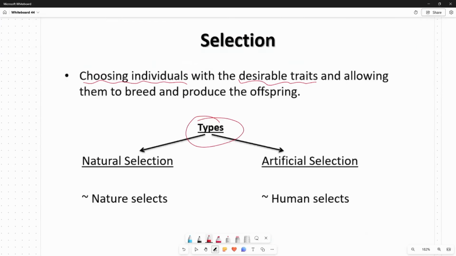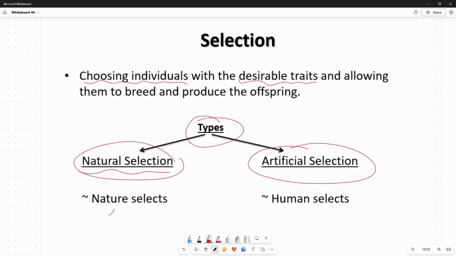Now, in terms of selection, we've got 2 types of selection. There are 2. Learners always confuse the types and the methods. In terms of the types of selection, there are only 2. It's natural selection and artificial selection. Natural selection, the nature selects. So organisms that are well adapted to the environment get selected.